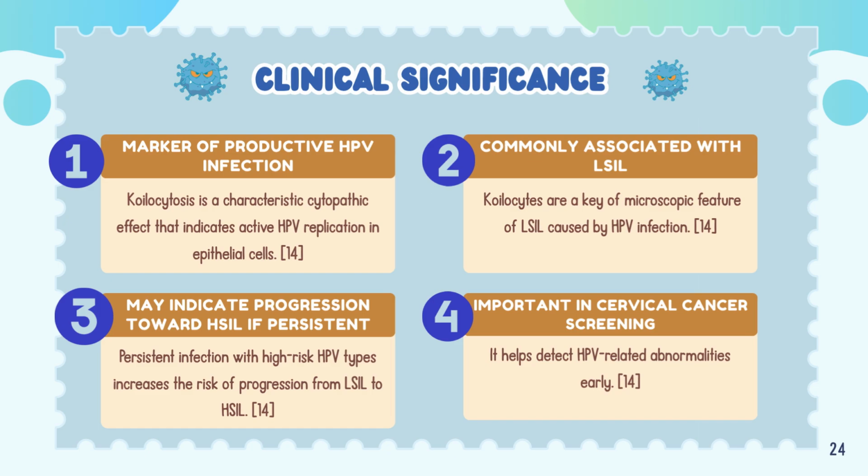For this reason, koilocyte identification is also very important in cervical cancer screening. During Pap smear examination, identifying koilocytes allows healthcare professionals to detect HPV-related abnormalities at an early stage. Early detection gives patients the opportunity to receive appropriate monitoring or treatment before the lesions become more severe.